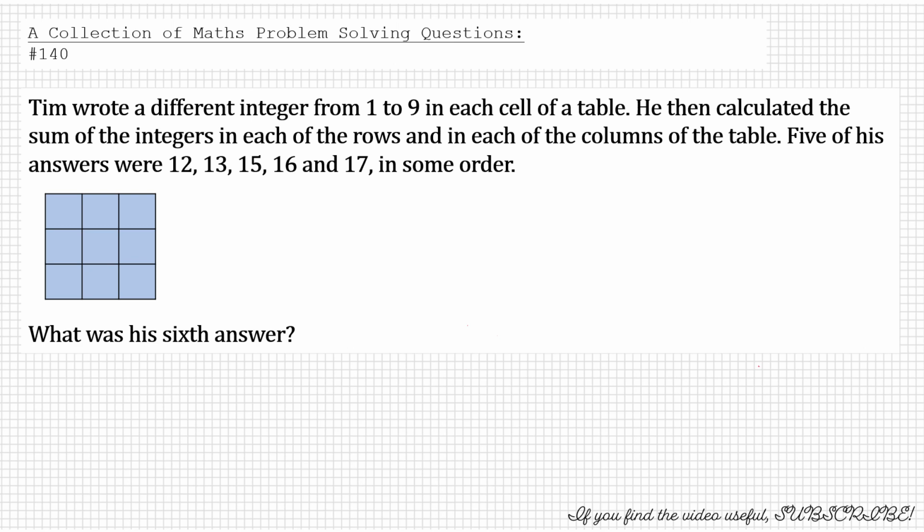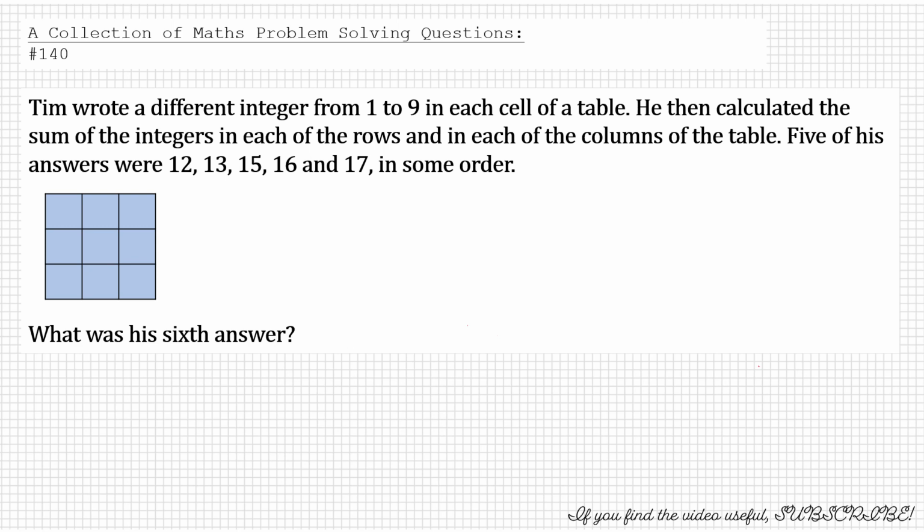Tim wrote a different integer from 1 to 9 in each cell of a table. He then calculated the sum of the integers in each of the rows and in each of the columns of the table. 5 of his answers were 12, 13, 15, 16, and 17 in some order. What was his sixth answer?